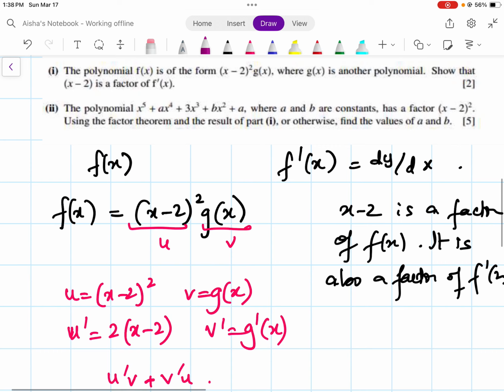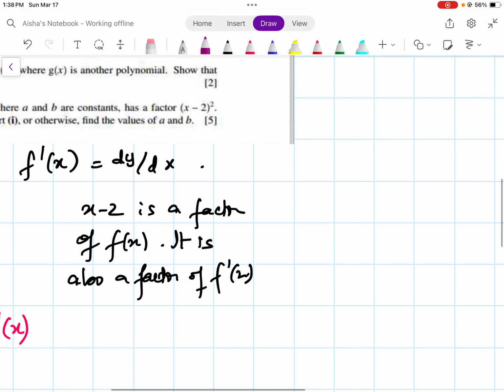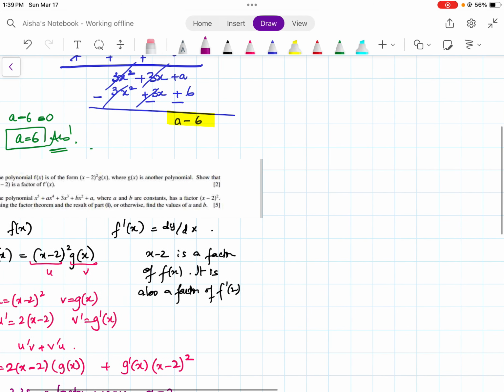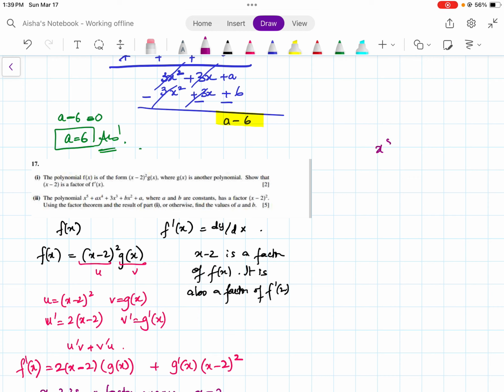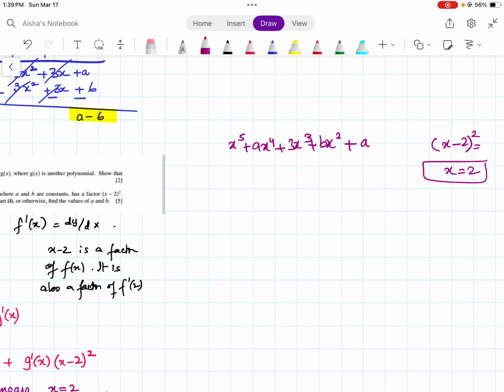Okay. Now the next part says, using the factor theorem and the results of part 1, or otherwise, find the values of a and b. Okay, they are saying x power 5 plus ax4 plus 3x cube plus bx square plus a has a factor of x minus 2 whole square. So the value of x is 2. When you put the value of x as 2, this entire thing should be equal to 0.